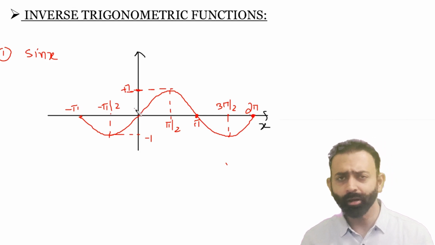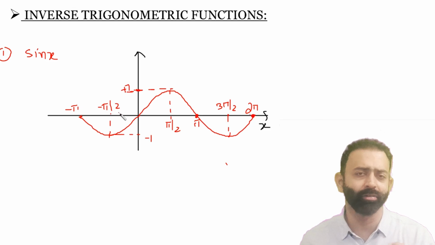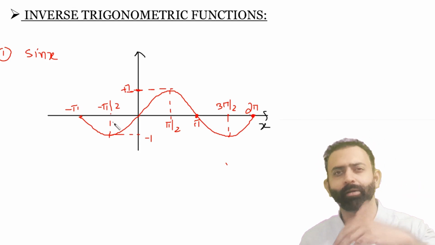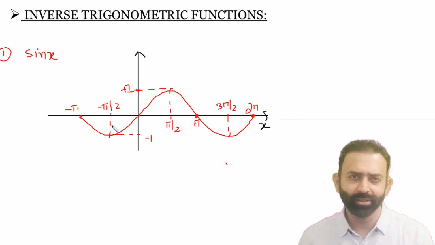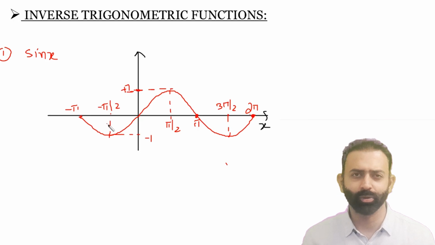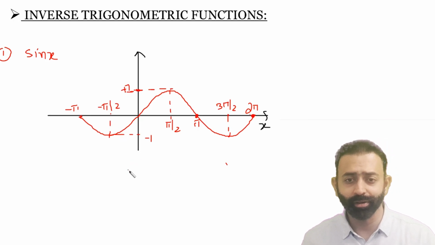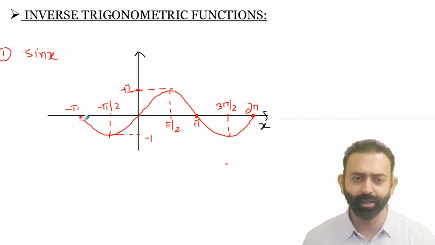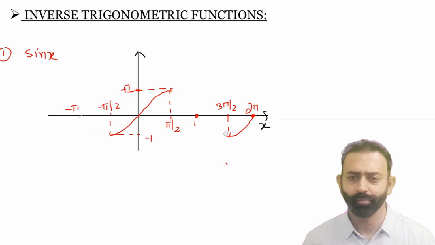Fine. But the norm is we will take the interval which is the starting interval or whose magnitude is small. It is difficult to deal with 3 pi by 2. It is rather easy to deal with just pi by 2, and the same goes with -pi by 2. Okay, so we will restrict its domain from -pi by 2 to +pi by 2. So let me erase this graph, and we'll just concentrate on the portion of the graph which is lying between -pi by 2 to +pi by 2.